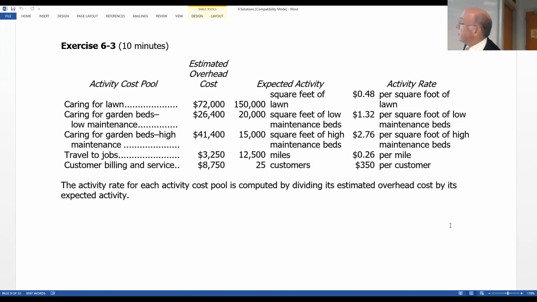Caring for garden beds, that was given 26,004. Again, the nice thing about these textbook problems, they give you the numbers. You don't have to figure out where that 26,004 came from. And then low maintenance, you have to define what's low maintenance, what's high maintenance. It's either one or the other. It's not a combination. There's not a third because this is a textbook. So you divide that by 20, and you get $1.32 per square foot.